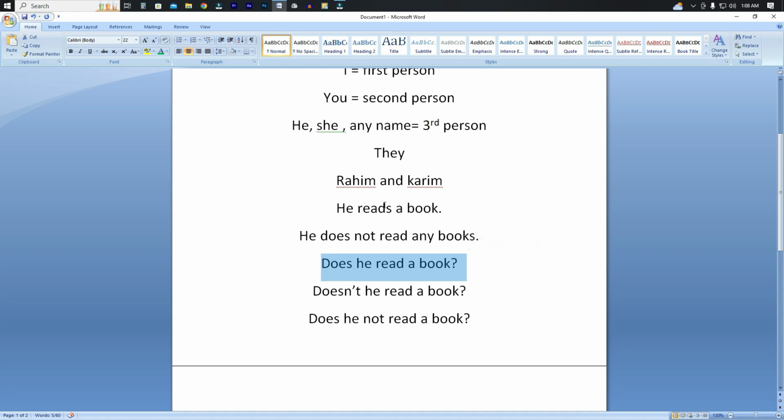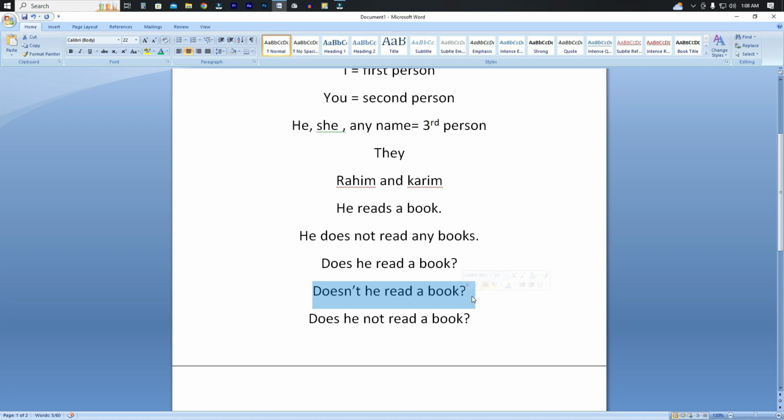But if we use a negative interrogative sentence, then the answer must be yes. "Doesn't he read a book?" "Yes, he reads a book." So only an interrogative sentence can be replied to with no or yes, and a negative interrogative sentence must be replied to with yes. So negative interrogative means the positive expression of that sentence. Okay, do you get it?